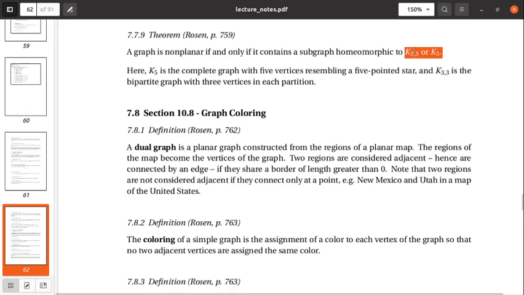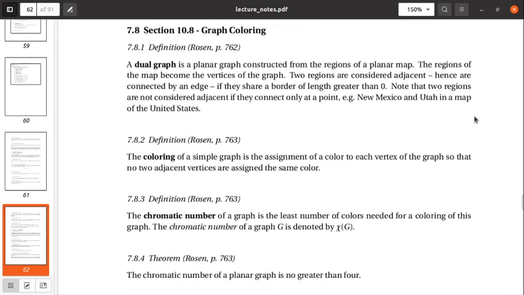So if it contains one of these, then it is non-planar. If this is a subgraph, or something homeomorphic to it is a subgraph of this, or has these as a subgraph, then it's non-planar. And vice versa. If you're given that it's non-planar, then you know that somewhere in there is a homeomorphism to either the K33, the bipartite graph, or the 5-pointed star. Okay.